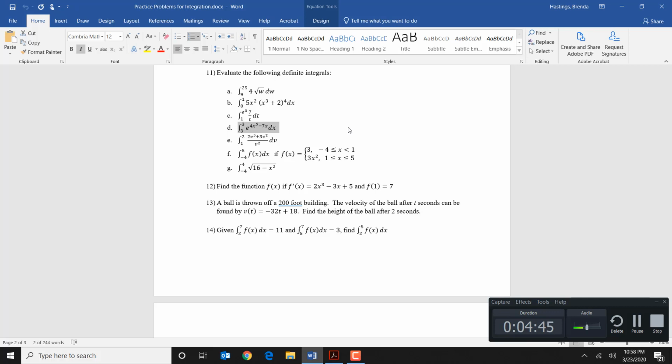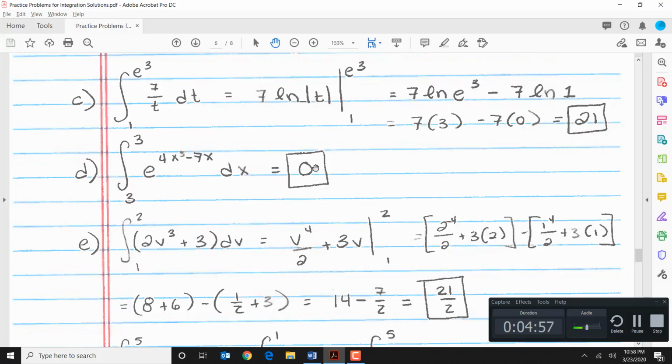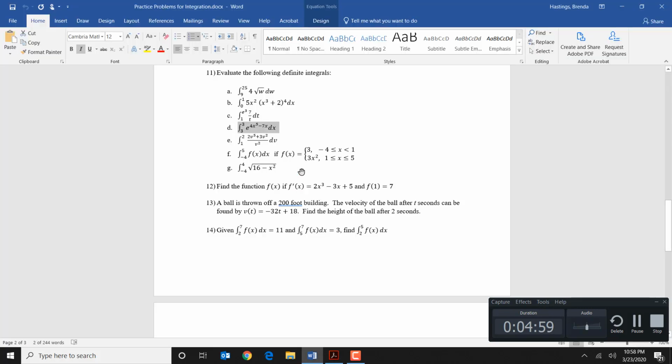The area under a curve from A to A or B to B or 3 to 3 is always going to be 0. We have an integration property that says that. Look back in your notes. So you don't actually have to do any work here. It's automatically 0.